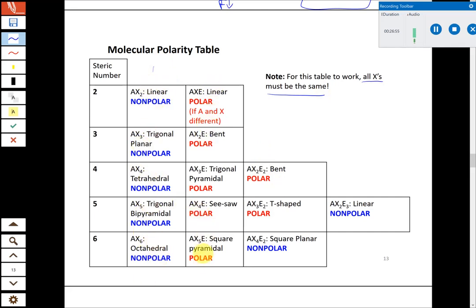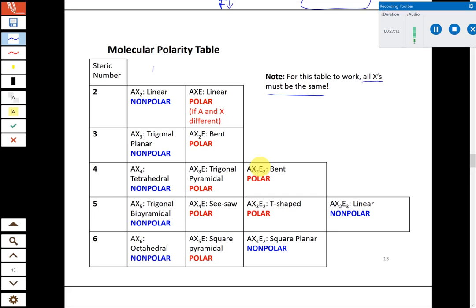In all the geometries where there's one lone pair, it's going to be polar. That's true whether or not the X's are the same, as it turns out. And then for the rest, it's the sum of each. You have to look at those ones more closely, as we saw for some of these last examples, to figure out if they're polar or nonpolar. But all of the information is summarized on this table.